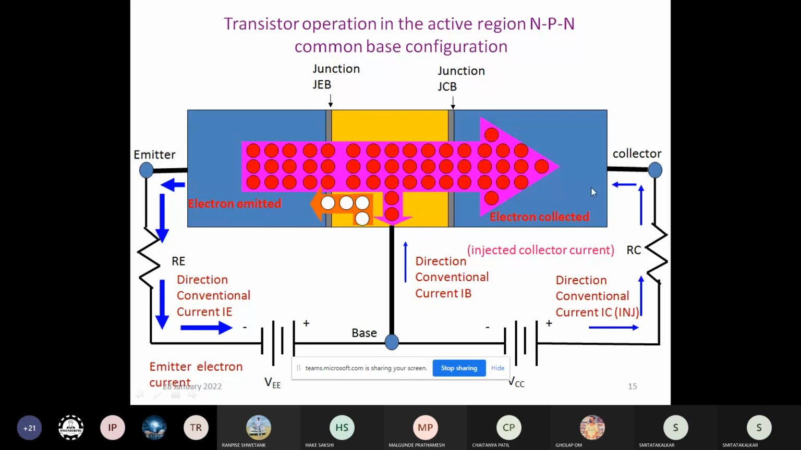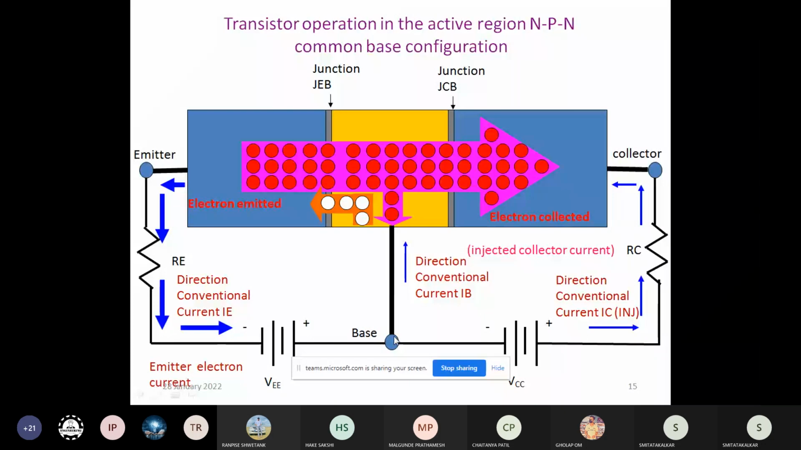You can see the pink color arrow and the red color bubbles. The pink color arrow is connected through the emitter, and the electrons are flowing to the collector terminal. Some electrons go downwards; this downwards arrow means the base terminal. Some current is flowing through the base terminal.